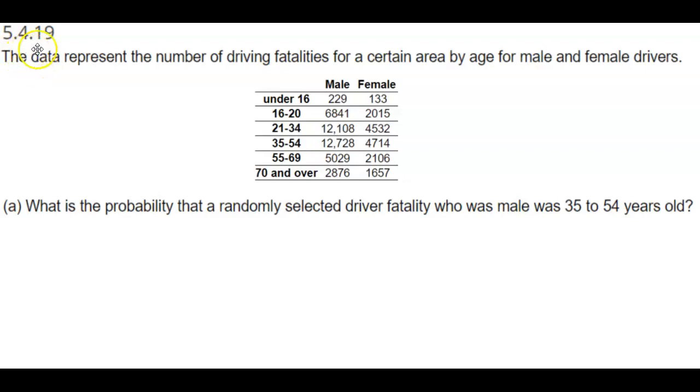Section 5.4.19. The data represent the number of driving fatalities for a certain area by age for female and male drivers. If you look here, the first column represents male, the second column represents female. Under 16 is the first row, 16 to 20 is the second row, and so on, all the way to 70 and over. For the first part, it says, what is the probability that a randomly selected driver fatality who was male was 35 to 54 years old?